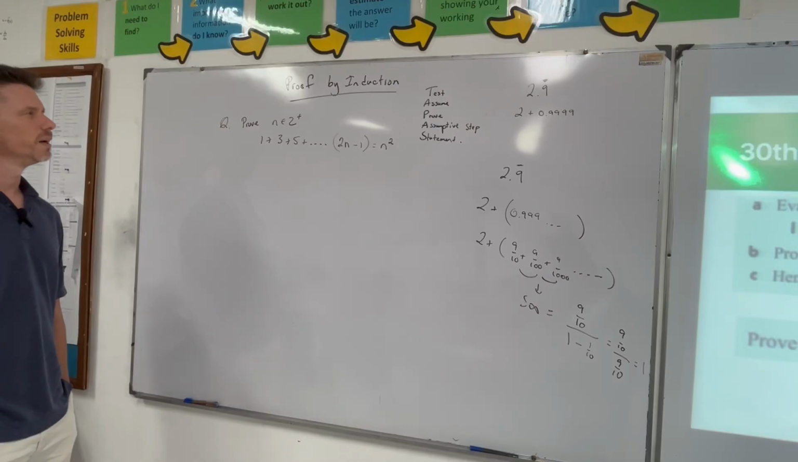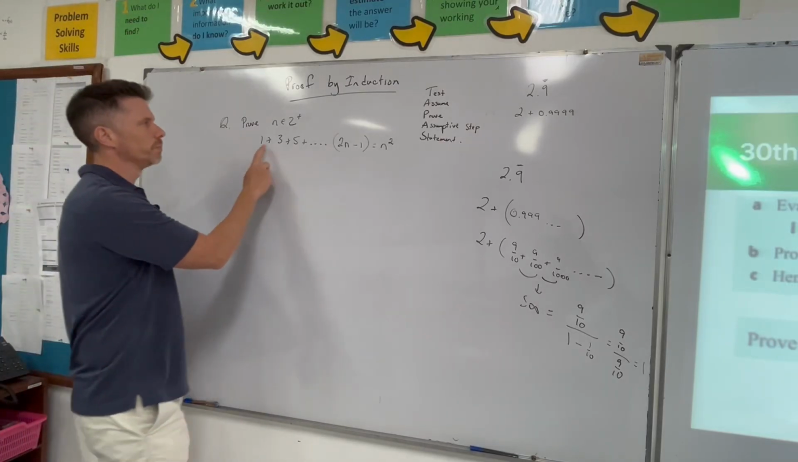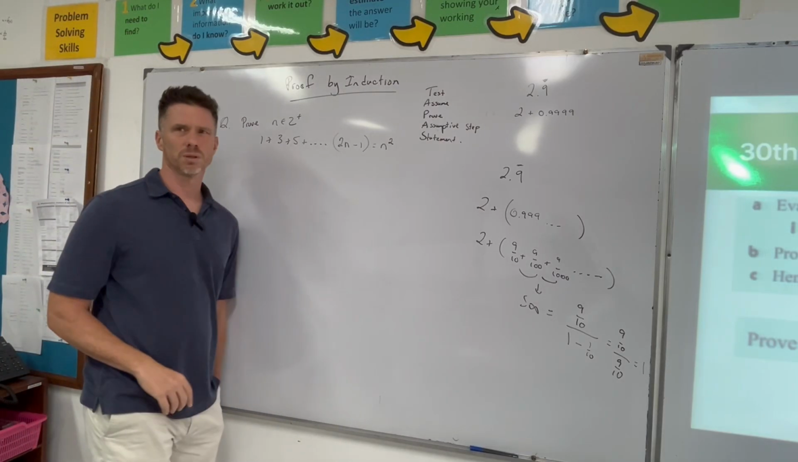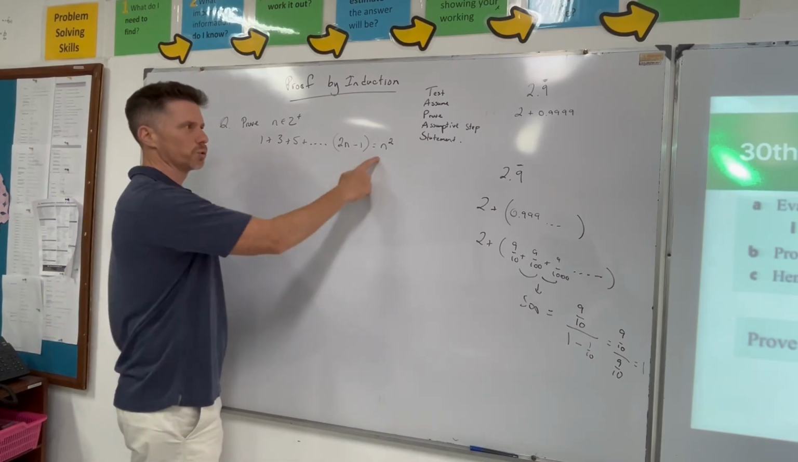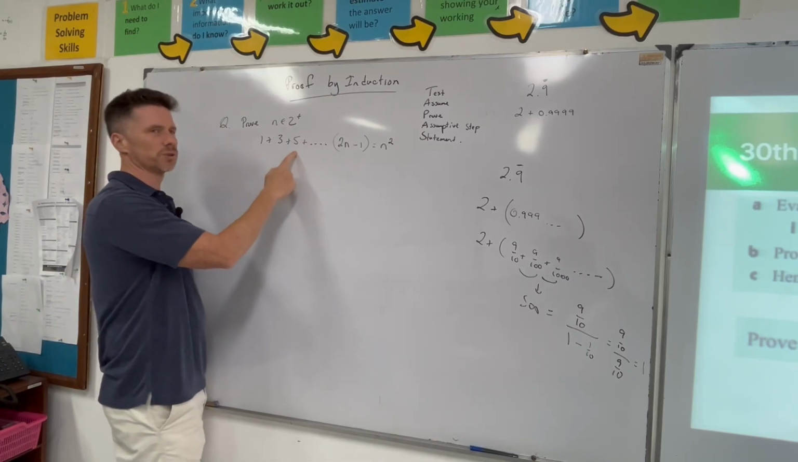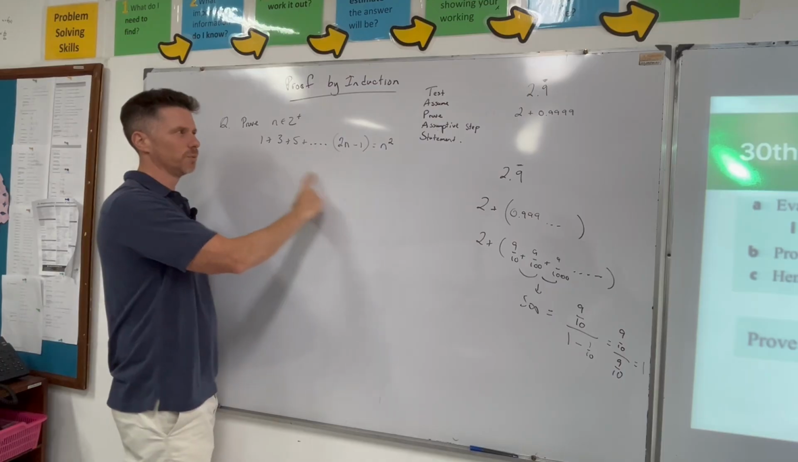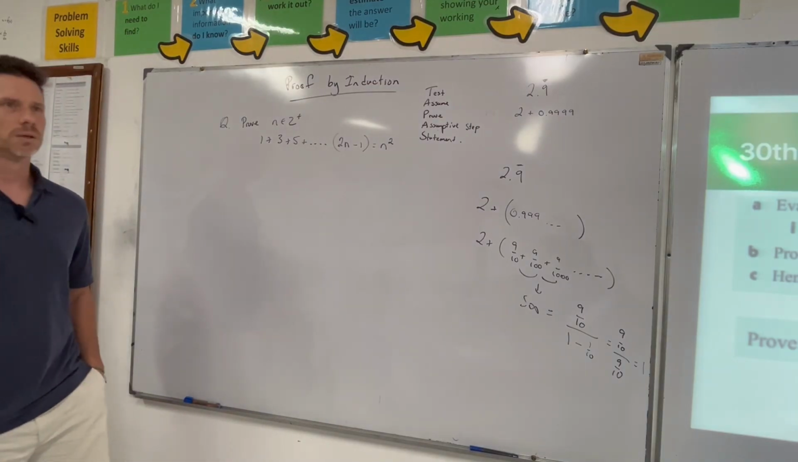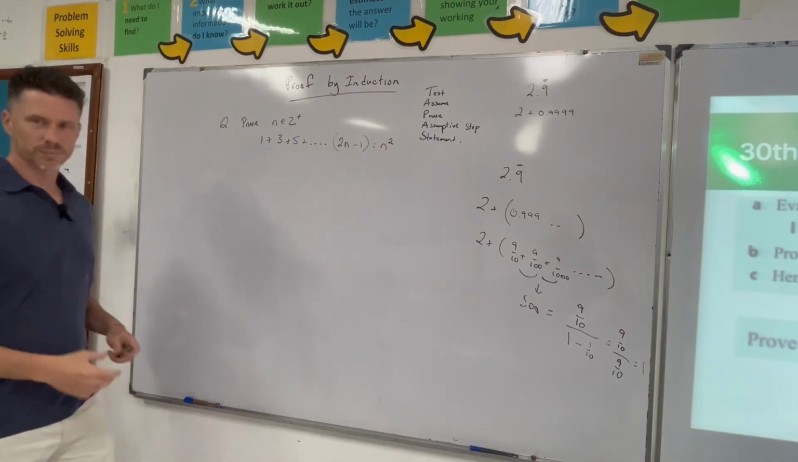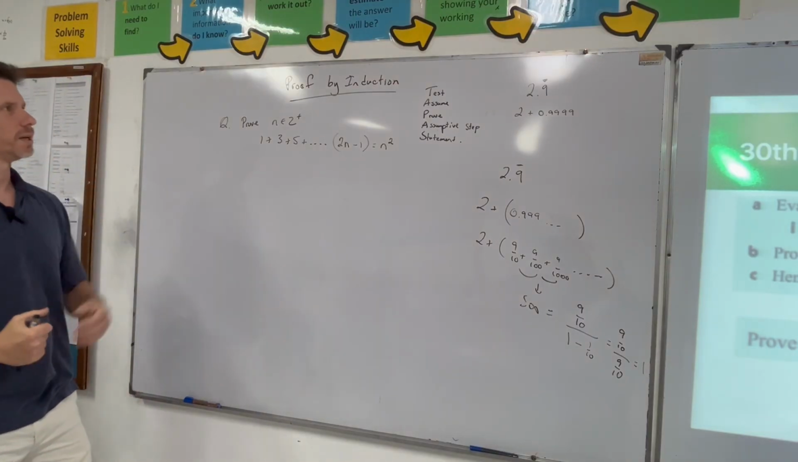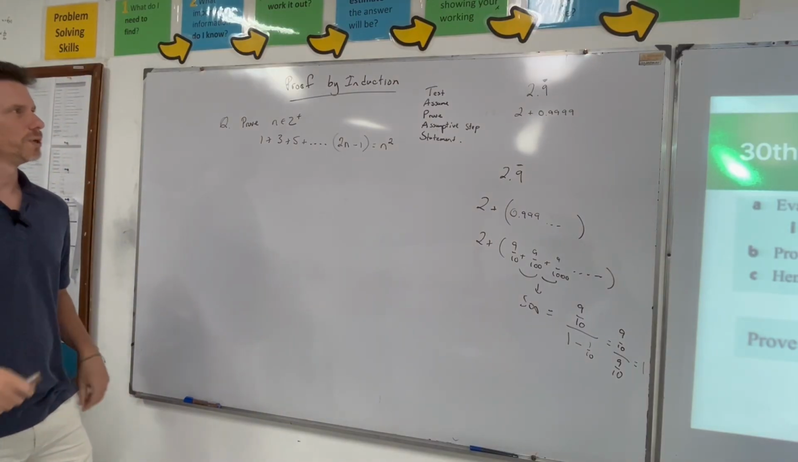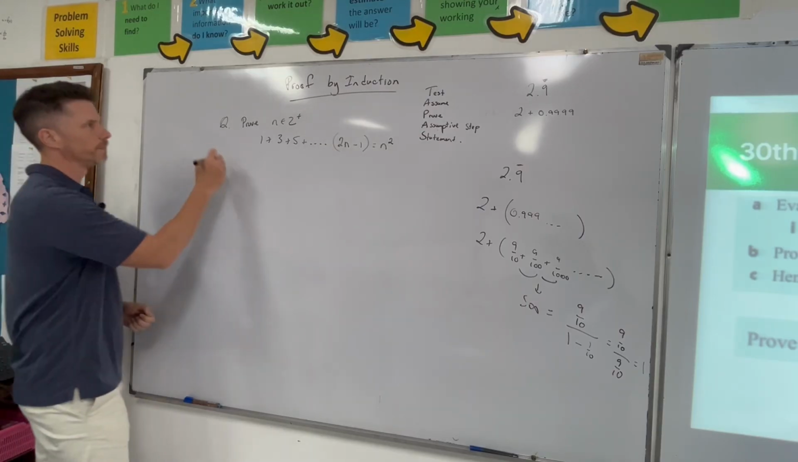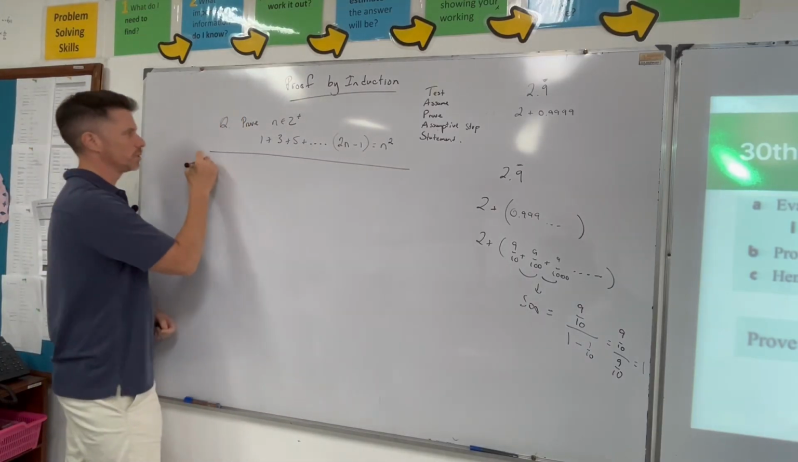In general, something like 1 plus 3 is equal to 4, which is 2 squared. 1 plus 3 plus 5 is equal to 9, which is 3 squared. So we're trying to prove that that continues on forever. Okay. So we're going to use this TAPAS method: test, assume, prove, assumptive step. So the first thing we're going to do is test.